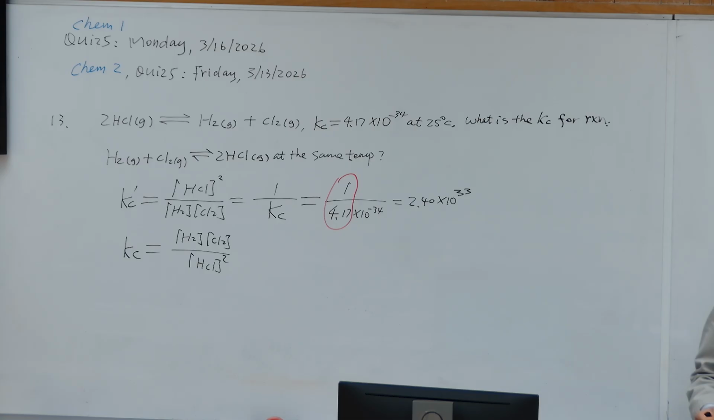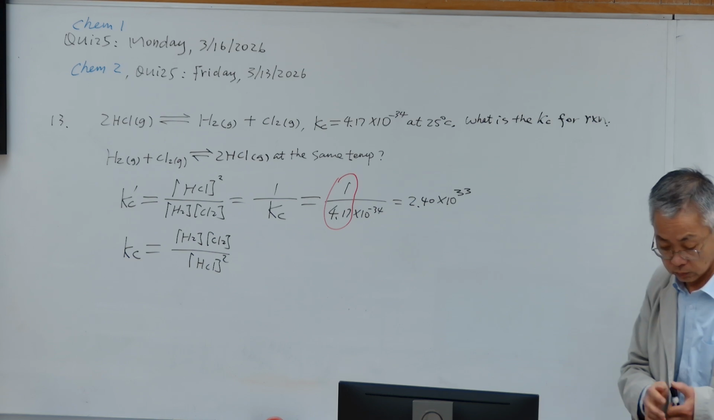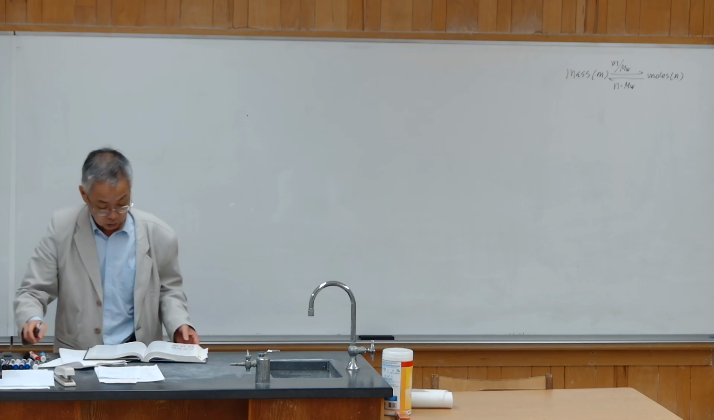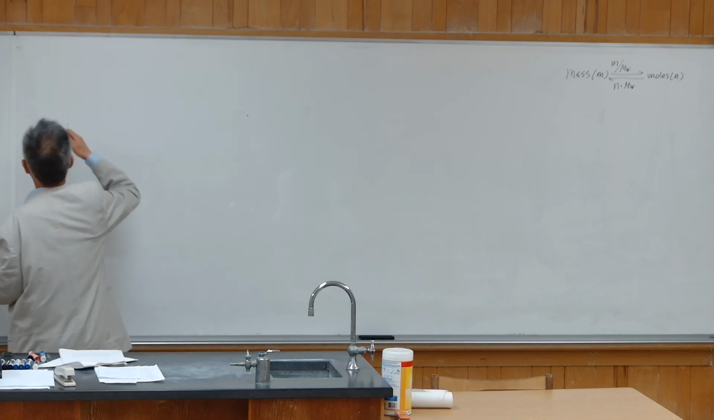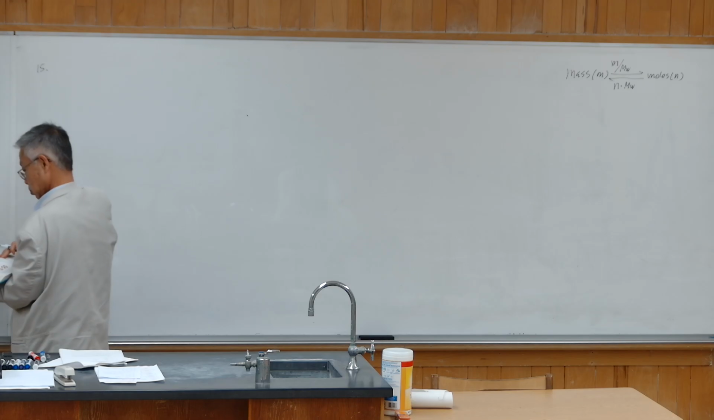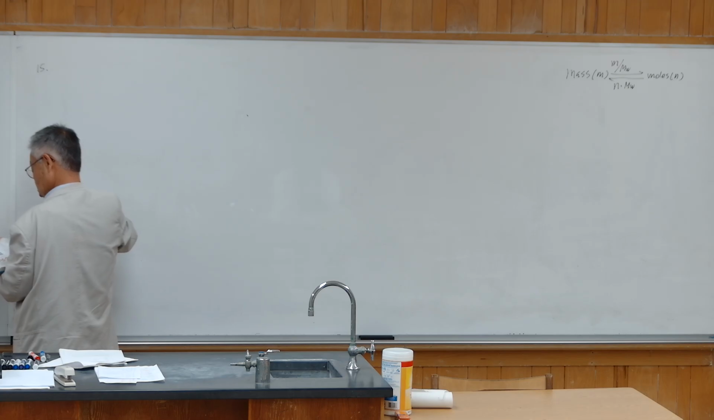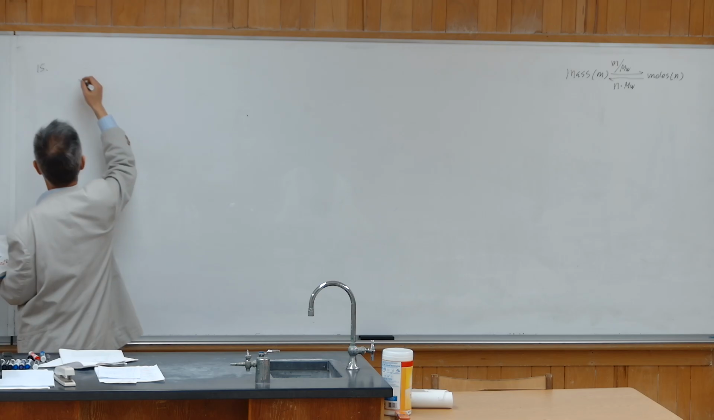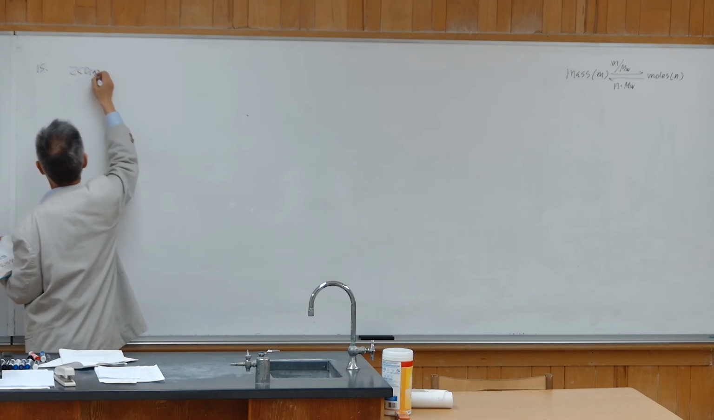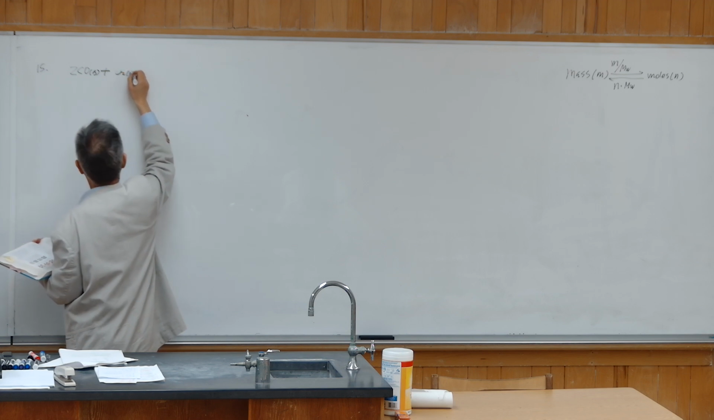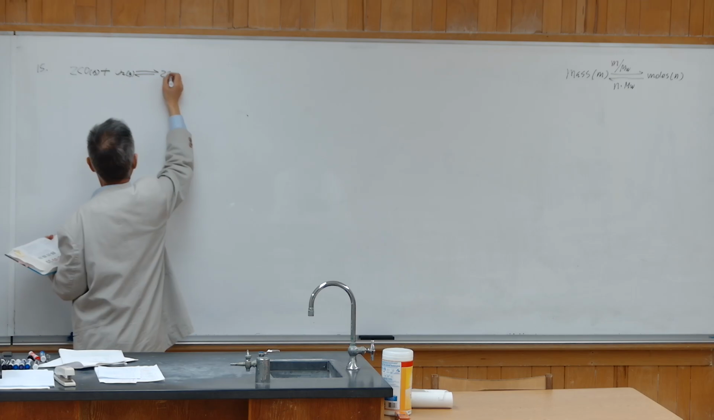Let's say question 15. Question 15 asks you, what is Kp at 473 degrees Celsius for this reaction? 2CO reacts with O2 to produce 2CO2.